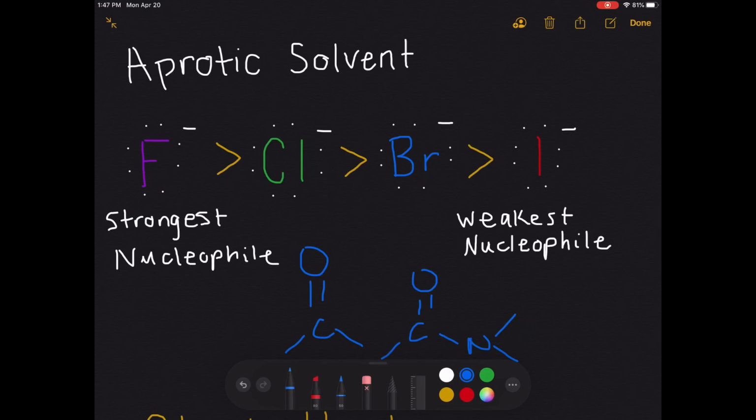For aprotic solvents, nucleophilicity increases going up the periodic table. So once again, it goes up the periodic table, which is opposite for protic solvents. Okay, so you have iodine as the weakest and fluorine as the strongest nucleophile.